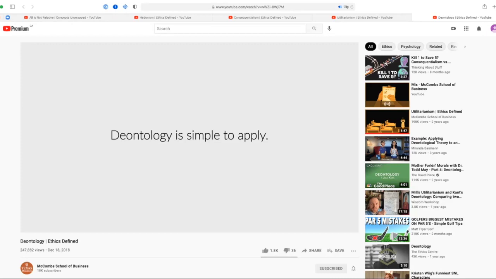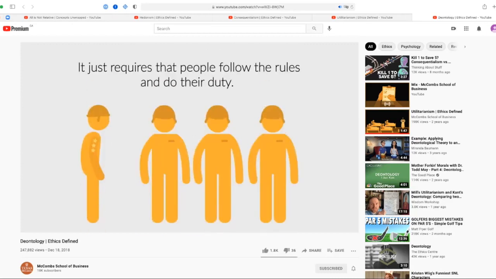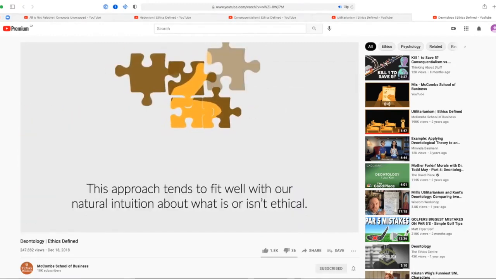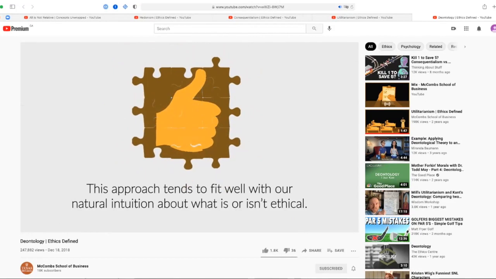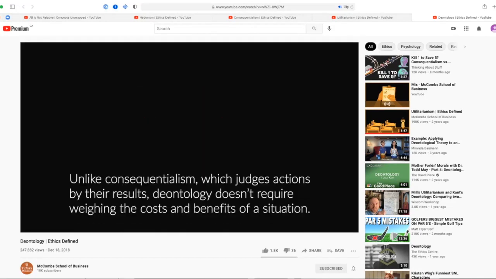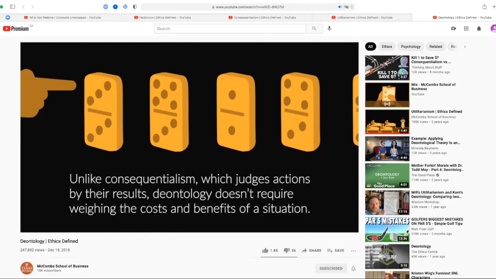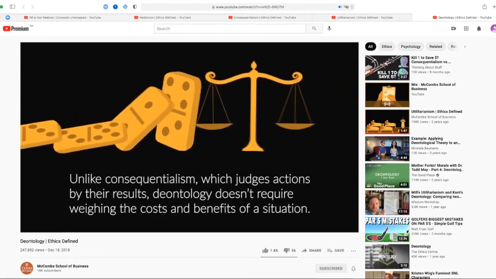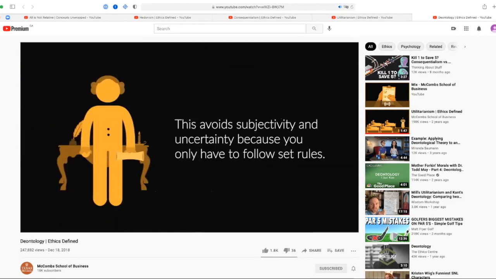Deontology is simple to apply. It just requires that people follow the rules and do their duty. This approach tends to fit well with our natural intuition about what is or isn't ethical. Unlike consequentialism, which judges actions by their results, deontology doesn't require weighing the costs and benefits of a situation. This avoids subjectivity and uncertainty because you only have to follow set rules.